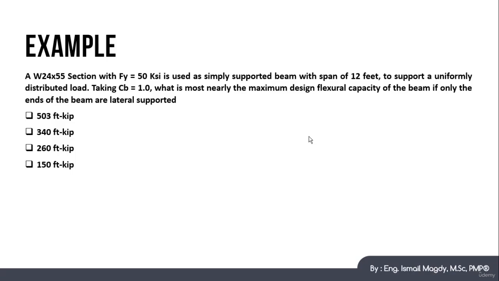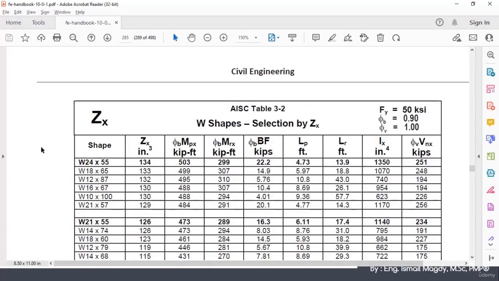So we need to understand first in which stage we are. Is it the plastic, or the inelastic, or the elastic? In order to know that, we need to obtain the parameters Lr and Lp. So we are going to refer to this table using the type of the section, which is W24x55. So here it is, our table.